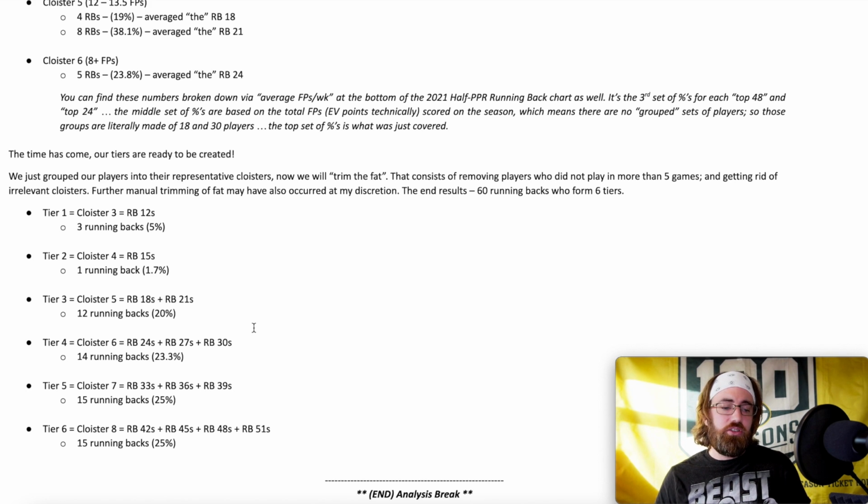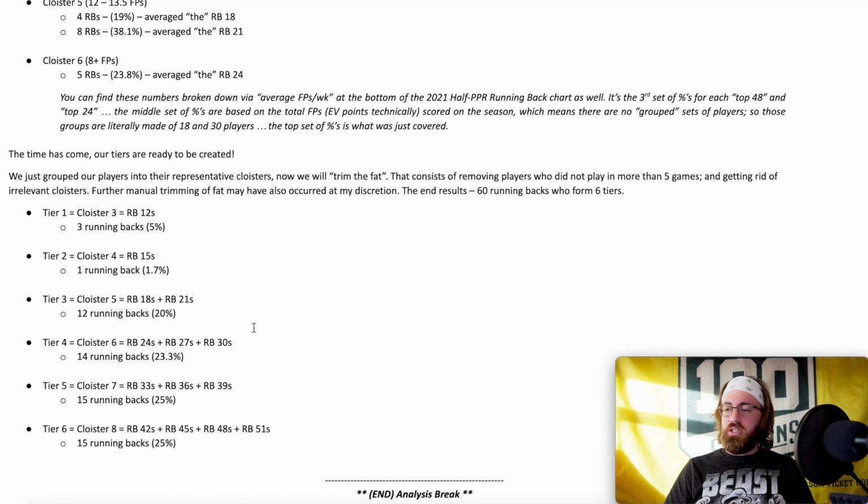And then tier 2 is roughly 1 running back. Joe Mixon, interesting things he did with the data, interesting year he had as far as creating his own little cloister there in the middle of everything.